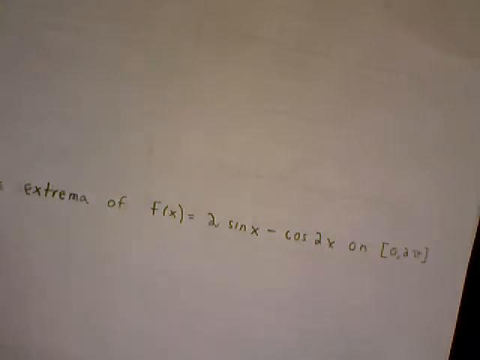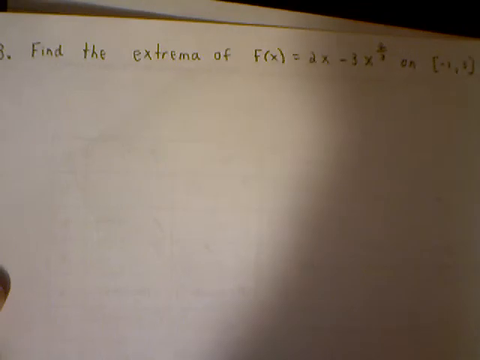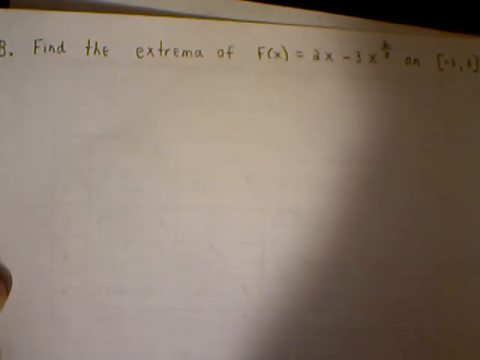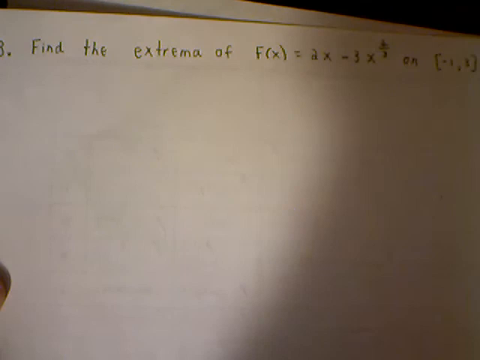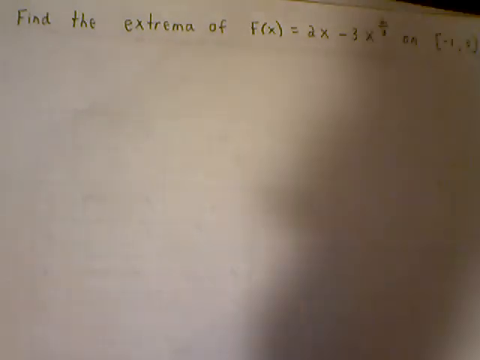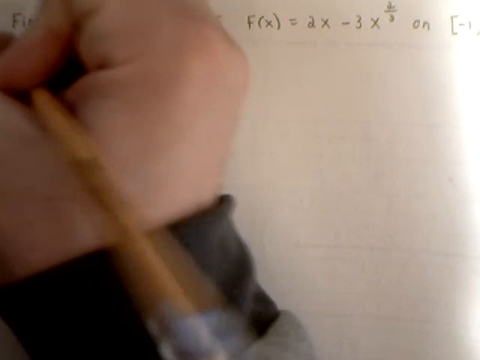Find the extrema of f of x equals 2x minus 3 times x to the 2/3 power on the interval [-1, 3]. All right, let's run through the steps again. Step 1, find critical values.